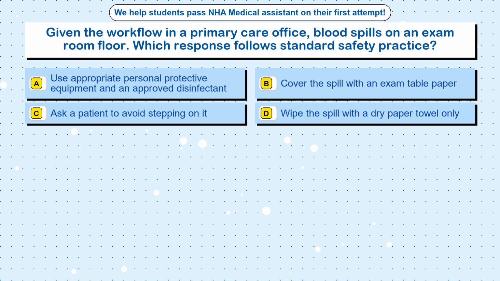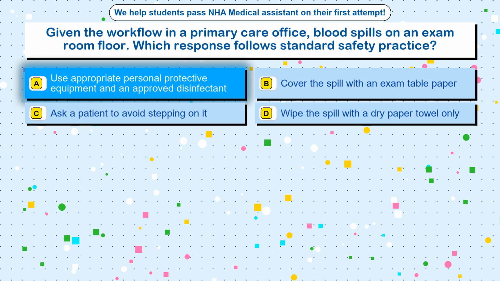Question 75. Given the workflow in a primary care office, blood spills on an exam room floor. Which response follows standard safety practice? Option A. Use appropriate personal protective equipment and an approved disinfectant. Option B. Cover the spill with an exam table paper. Option C. Ask a patient to avoid stepping on it. Option D. Wipe the spill with a dry paper towel only. The correct answer is option A. Use appropriate personal protective equipment and an approved disinfectant.